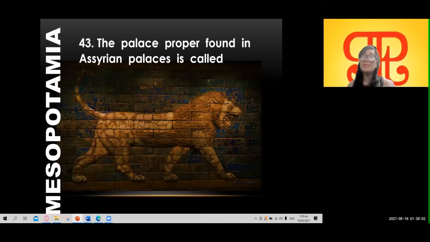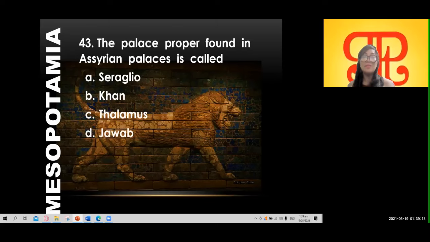43. The palace proper found in Assyrian palaces is called, is it A, Seraglio? Is it B, Khan? Is it C, Thalamus? Or is it D, Jawab? So the answer here is Seraglio. This is a palace.